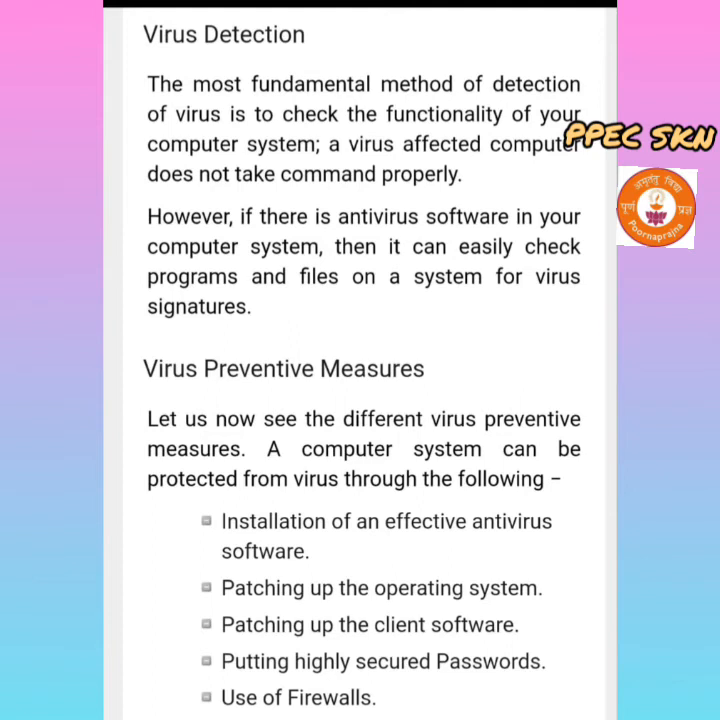Then virus preventive measures. A computer system can be protected from viruses through the following methods. Installation of effective antivirus software. Effective antivirus software means that many antivirus programs have free versions you can download, but those won't protect your system very well. Then patching the operating system, patching the client software, using highly secured passwords, and use of firewalls. I know you don't know about firewalls. It's a new term for you. So in our next video, we will discuss this in detail.